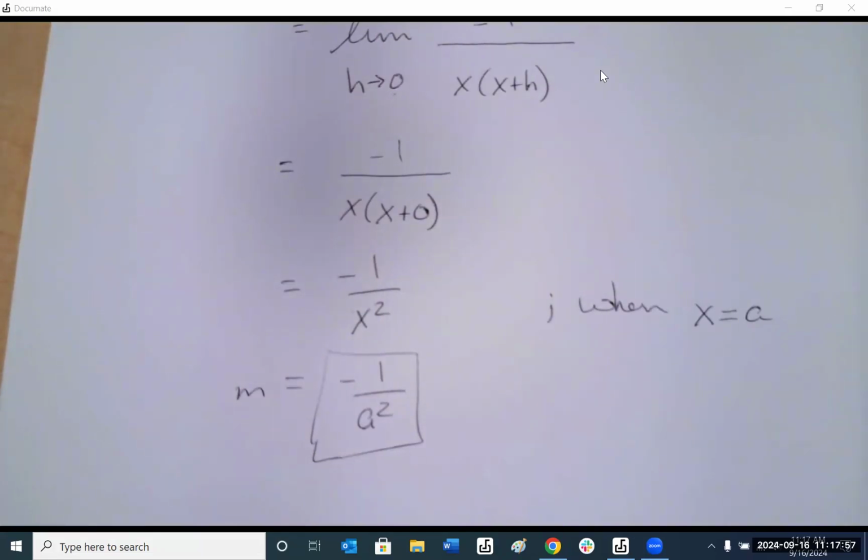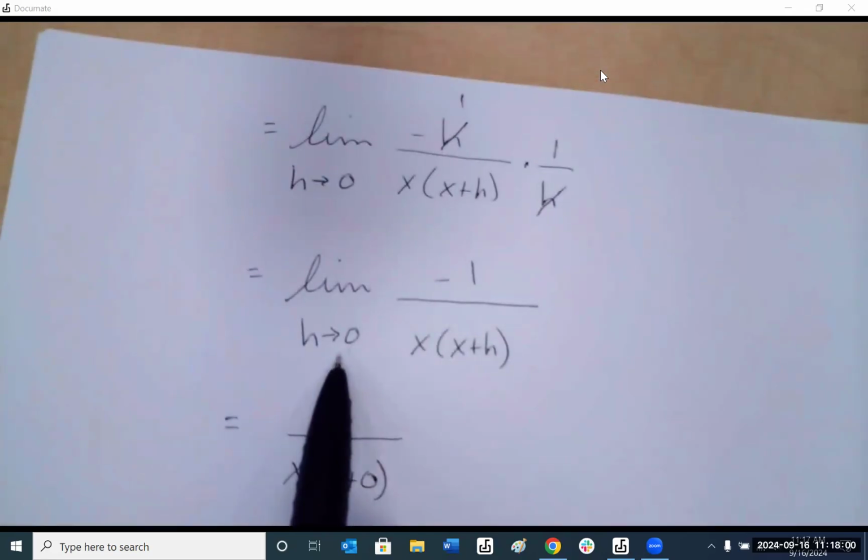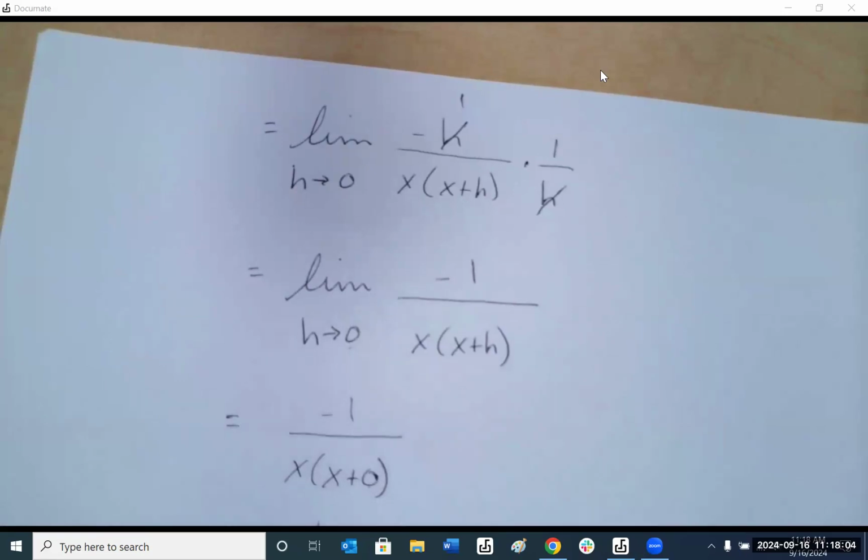Could we just cancel out A? Well, because h goes to 0. h goes to 0, so it's gone. Oh.